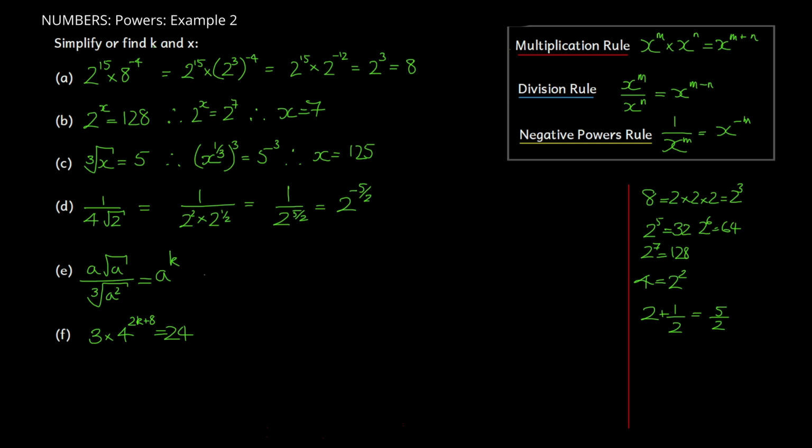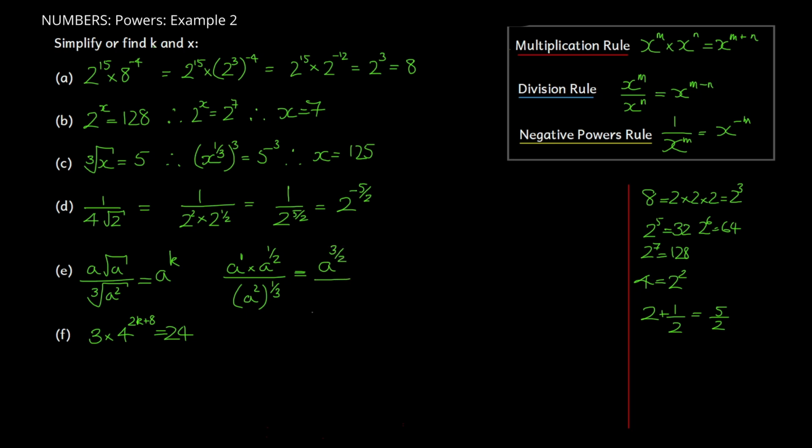Right, part E looks frightening, but it isn't. Okay, I think the first thing to do is to transform those root symbols into fractional powers. We're looking at the left-hand side, we've got a multiplied by a to the half, divided by, well, we've got a squared there, but that's raised to the power of a third. That's looking a little bit better. Now, we can apply the multiplication rule to the top. Remember, this is a to the power 1. So 1 plus a half is a to the power 3 over 2.